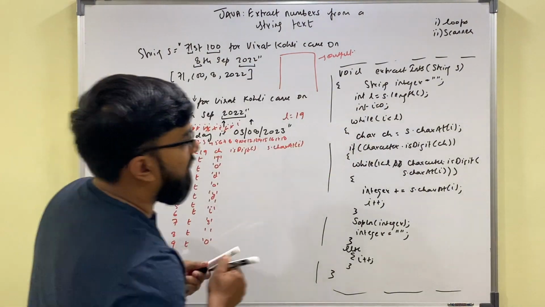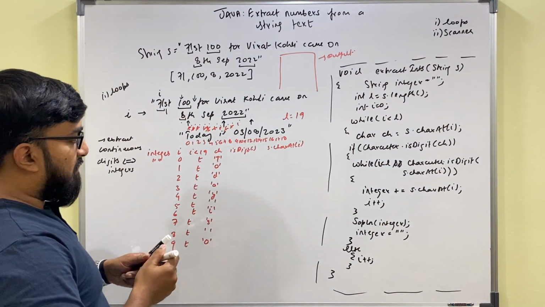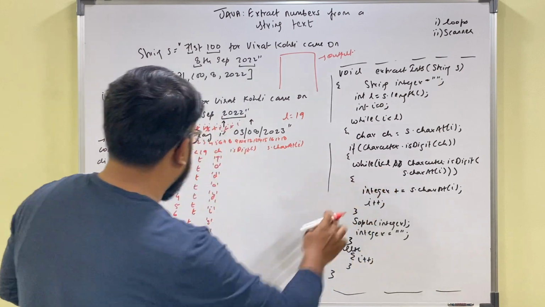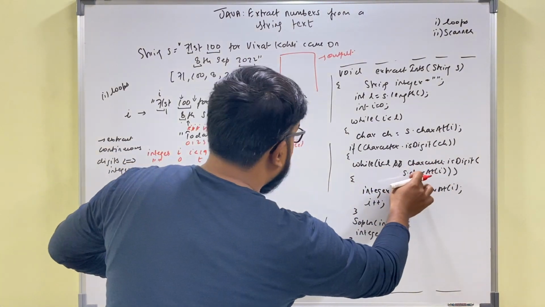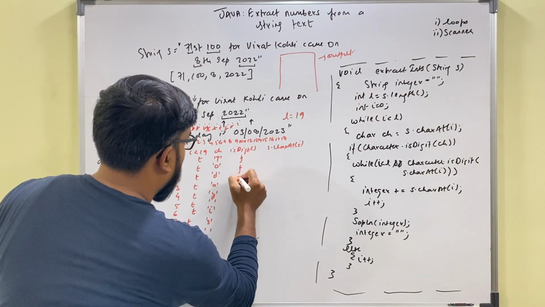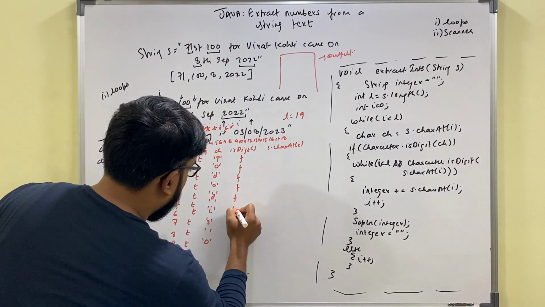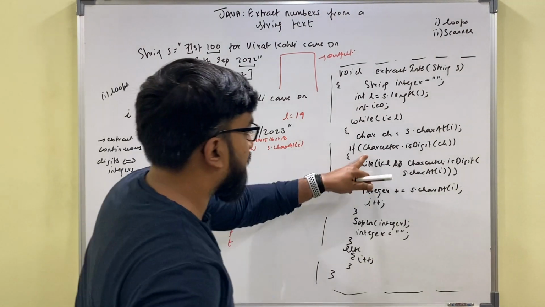You say while I is less than L. Okay. Right. I is less than L is true. I is 9. Okay. Character dot isDigit of s dot charAt I. This is true. Okay. This is going to be false, false, false, false, false, false, false, false, false, and true eventually. Okay. That's why we are inside this.